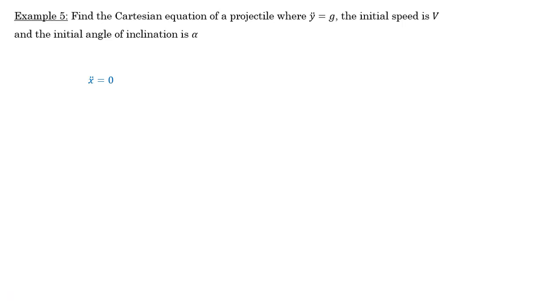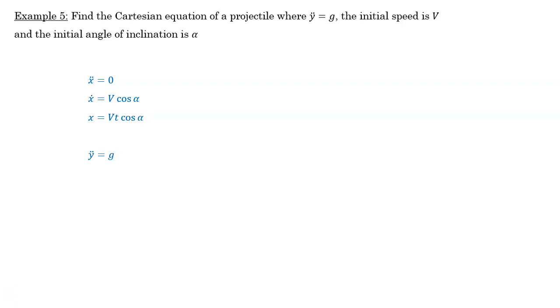So my horizontal acceleration is always 0. My horizontal velocity, as we've just described, is v cos alpha, and it's constant. And my horizontal displacement is vt cos alpha. We're going to take it as though this is from the origin. Okay, general terms here.